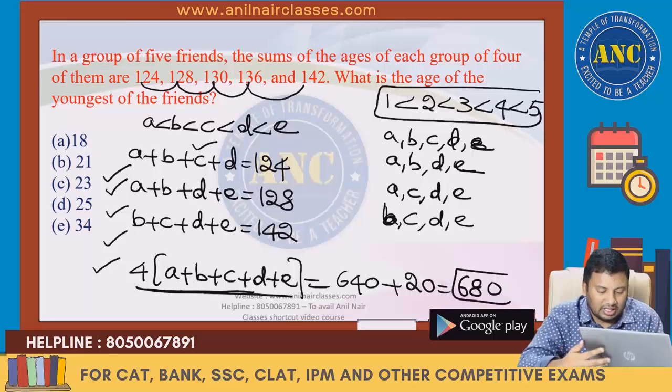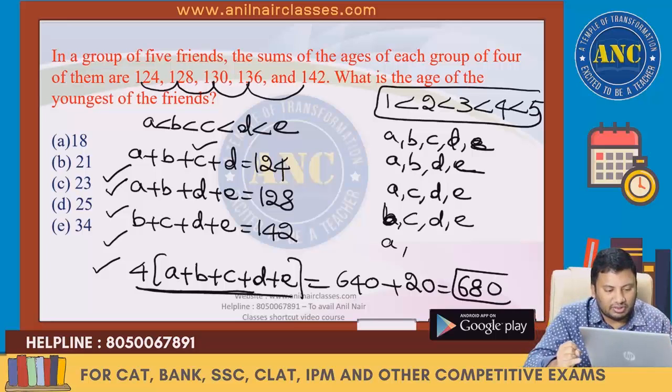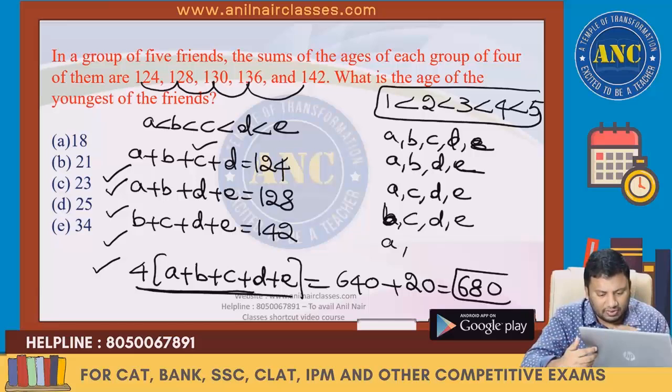What is another combination? A with B, A, B, C, D, A, B, D, E. Next one, A, B, C, D, E. Okay. Next is A, C, D, E. Out of 5, I am selecting 4. Right. Next one, we have missed out one case.